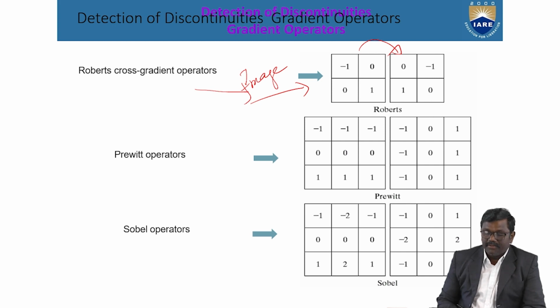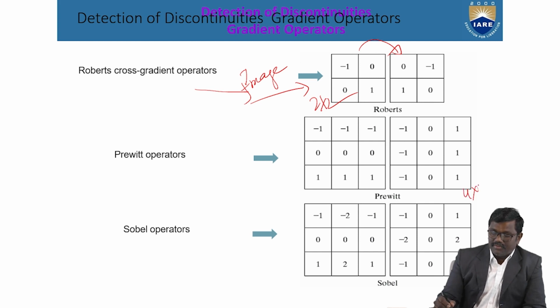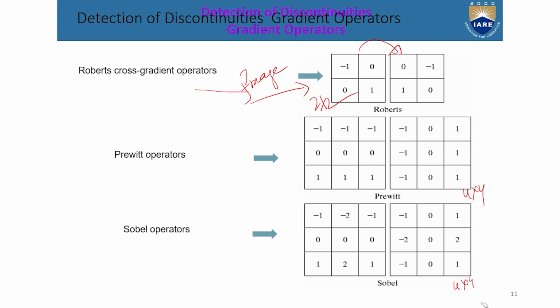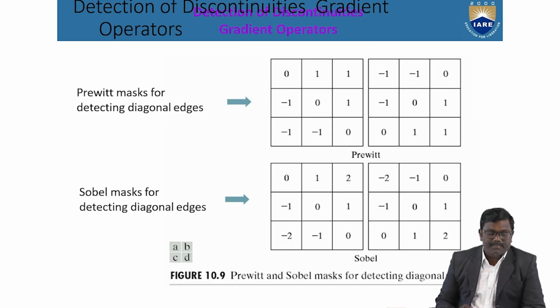Grid operator: right now here it is 2 by 2, here it is 4 by 4, here it is also 4 by 4, but, sorry, here it is 3 by 3, 3 by 3, that is 2 by 2, this is 3 by 3, 3 rows, 3 columns. Okay, so that is the Sobel operator here.